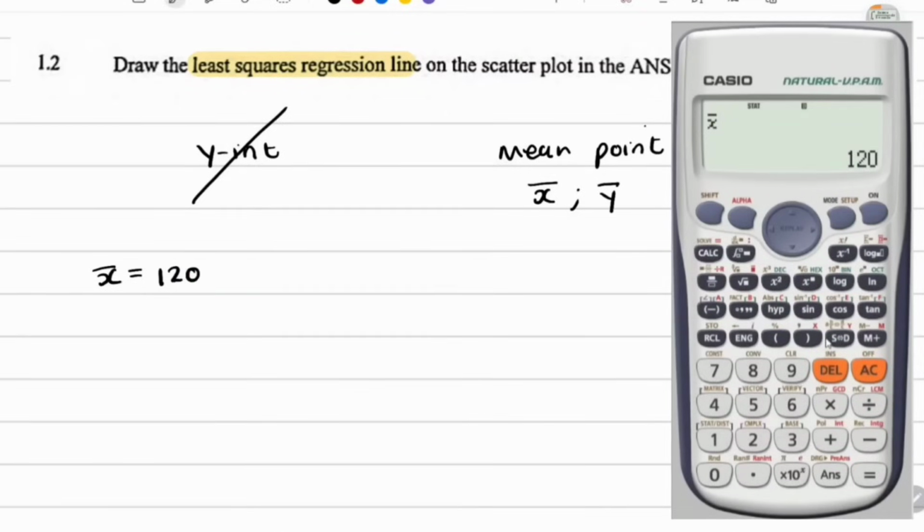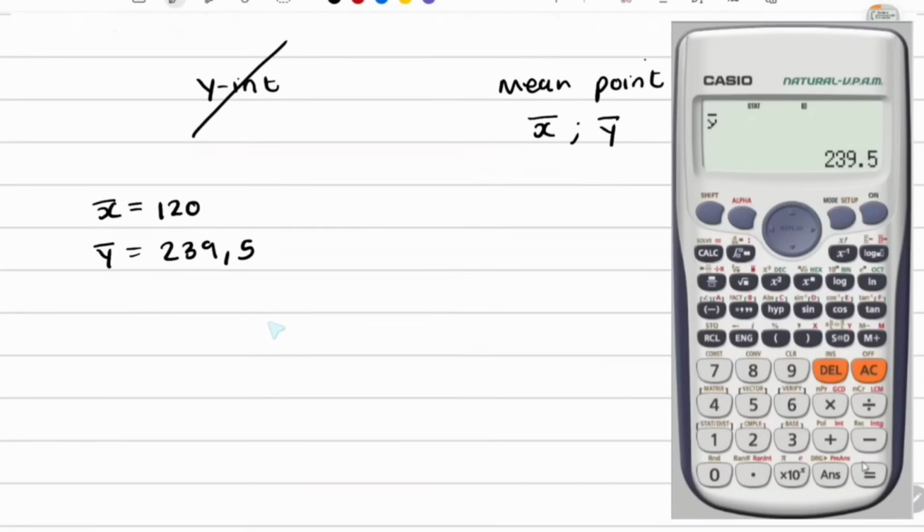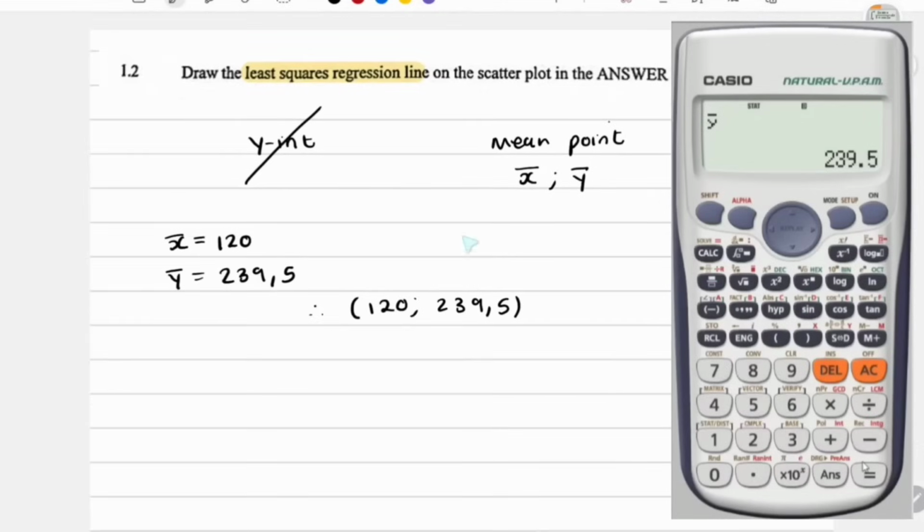Then we're going to do the same to find the mean of the y values. So I'm going to say shift 1 again to get this information. Go to number 4, and then I find that this is in option 5, the mean of the y values. And we get 239.5. Okay, so our mean point is 120 and 239.5. And that's what we're going to plot.